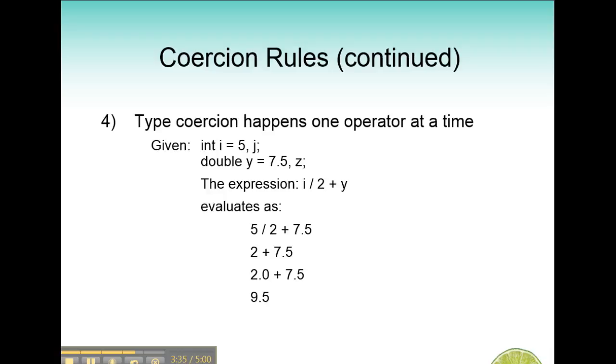And it happens one operator at a time. If we have an expression like this, division gets done first, so it'll divide 5 by 2, and that's integer division. It'll give you a 2, and then it will add 7.5 to that. Then it will promote the 2 up to a 2.0 and do the addition. So it doesn't look at the whole expression and convert everything to doubles right away.